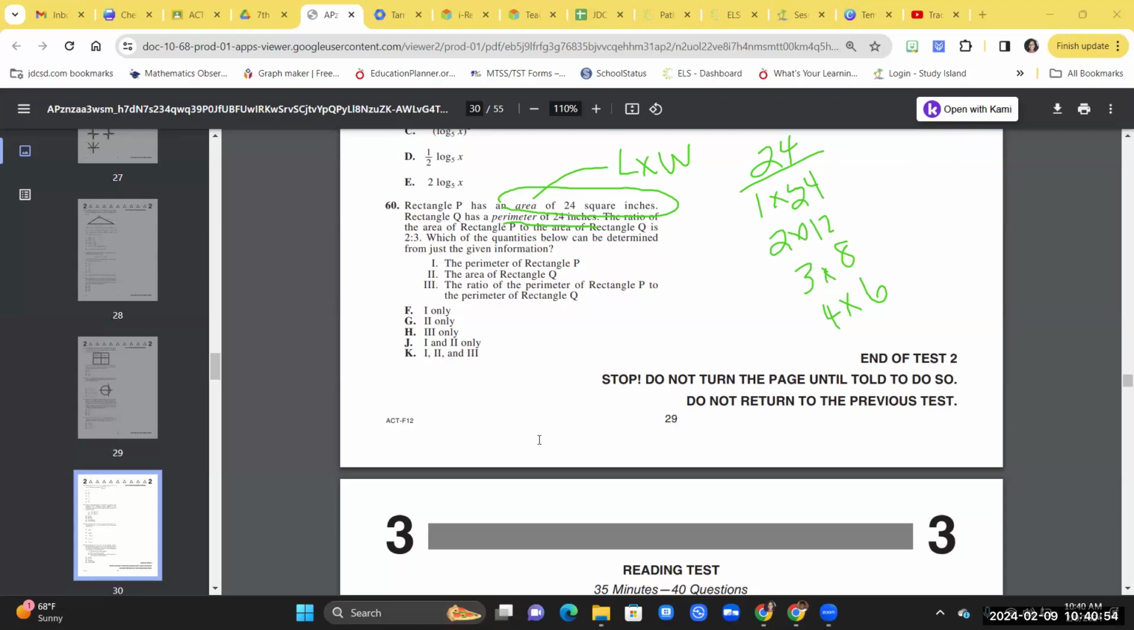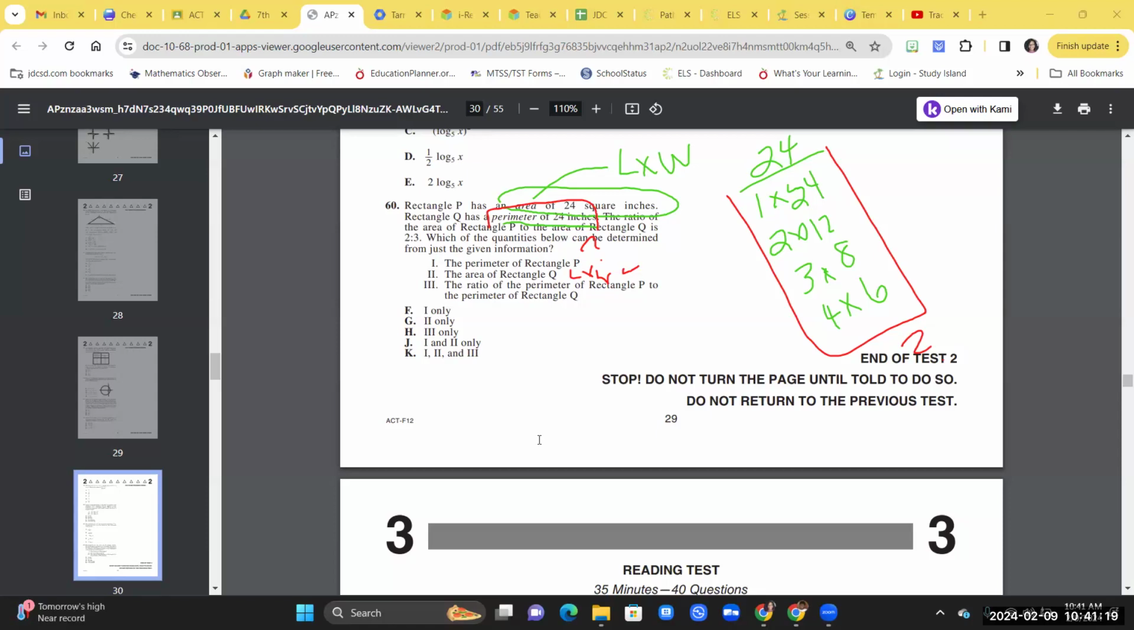Seeing that we really don't know which of these were the side lengths, we can't really find that perimeter, so I'm going to put a question mark. It says the area of Q. With a perimeter of 24, you could pretty much assume what two sides of it are to get the length and width. So yes, we can find the area of Q.